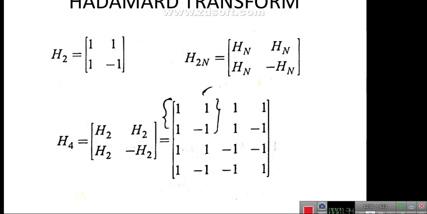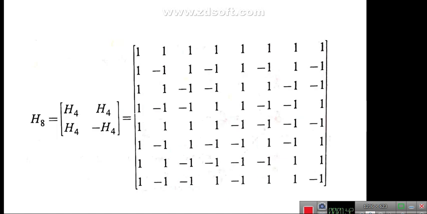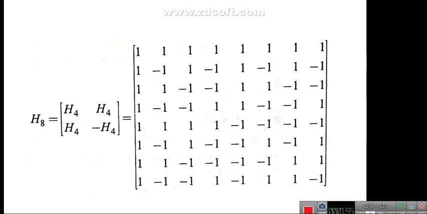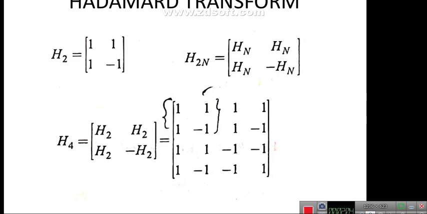N equal to 2, but we can obtain H4 because H sub 2n is 2 into 2, 4. Then if n equal to 4, it means H of 2 into 4, 8, which is equal to H4, H4, H4 and minus H4. Already we derived the H4 values.